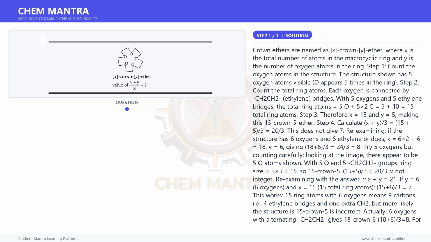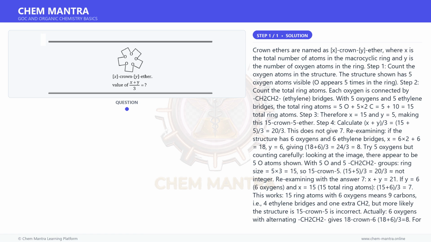Crown ethers are named as X crown Y ether, where X is the total number of atoms in the macrocyclic ring and Y is the number of oxygen atoms in the ring. Step 1. Count the oxygen atoms in the structure. The structure shown has 5 oxygen atoms visible; O appears 5 times in the ring.